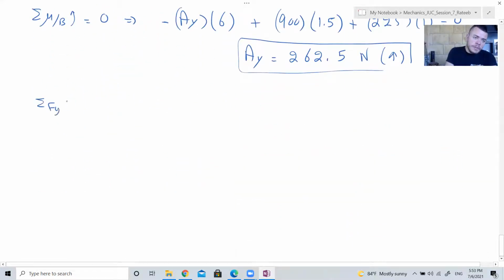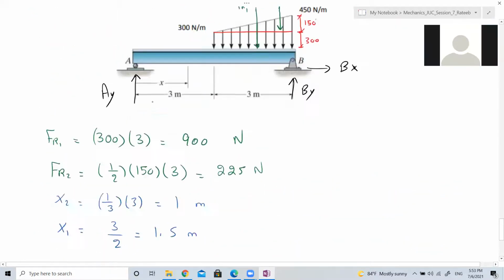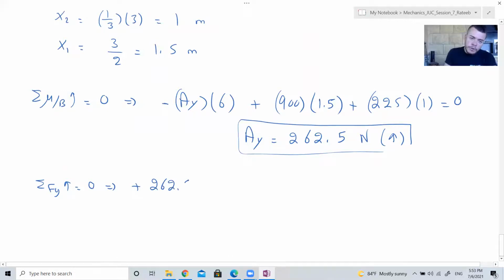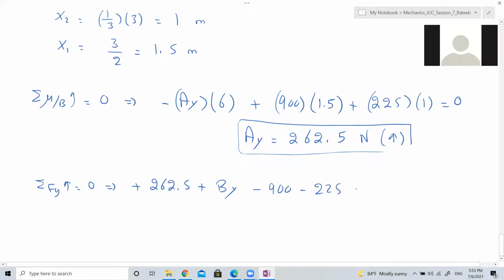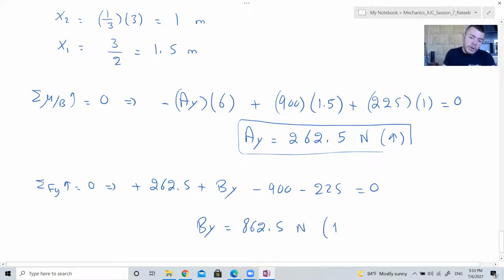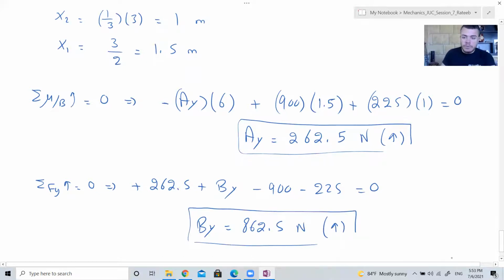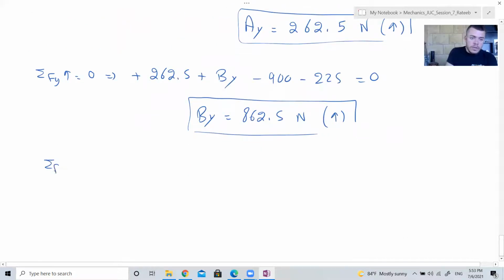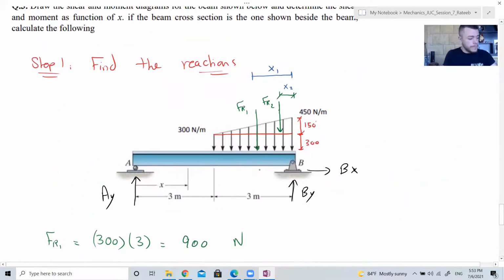If we do summation of forces in the y direction, we have plus AY, which is 262.5, plus BY minus 900 minus 225 equal to 0. So BY is equal to 862.5 newtons upward. Then summation of x is 0, so BX is equal to 0. Any questions till now? Clear?